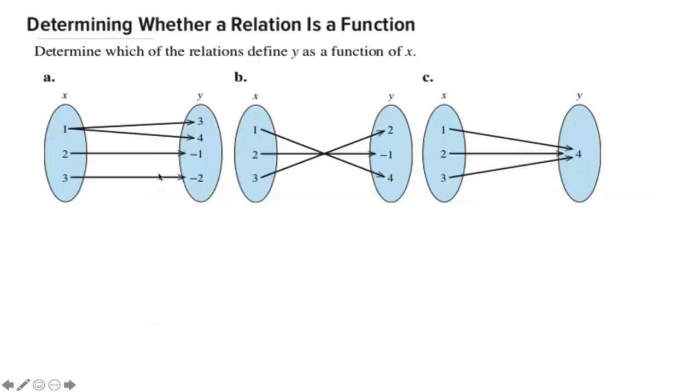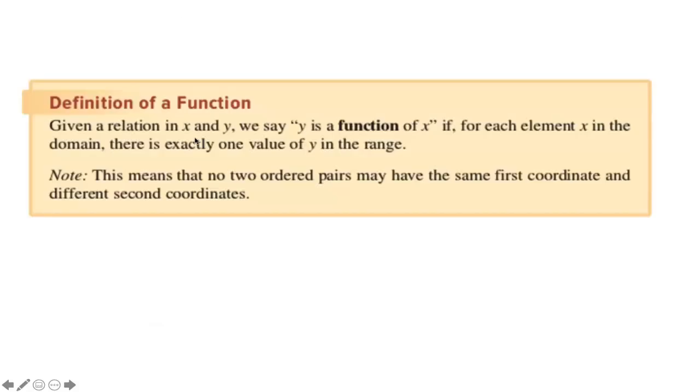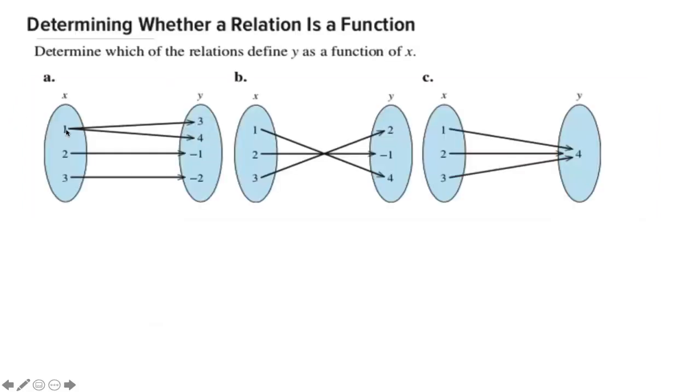But if I look at A, is this a function? Does that mean y is a function of x? What that means is that every x coordinate must have exactly one y coordinate. But notice in here, the x coordinate 1 corresponds to two y's. So therefore, it's not a function. Again, a function means that for each element x in the domain, there's exactly one value of y in the range. This x has multiple y's, so it's not a function. For every x here in the domain, there's exactly one y, so this is a function. This relation defines a function.